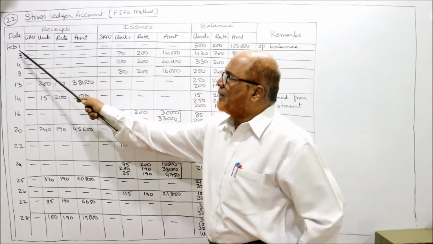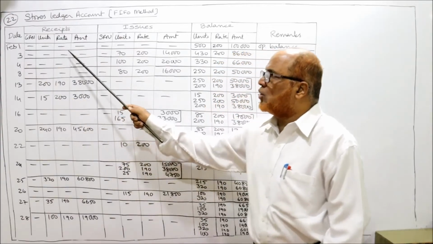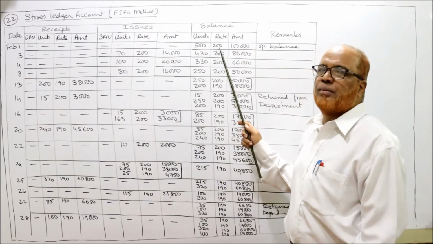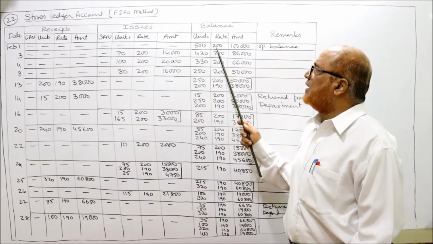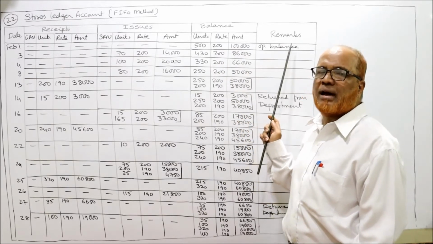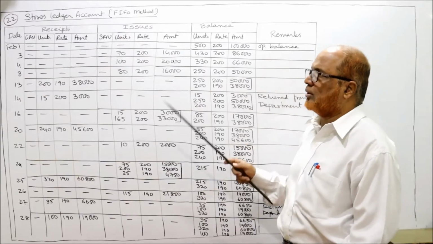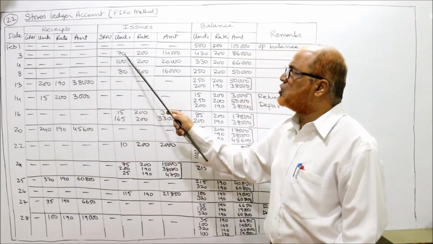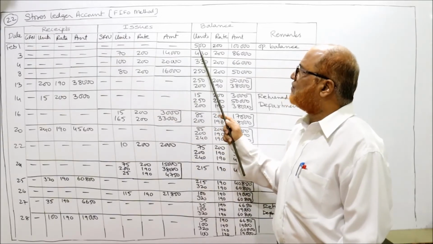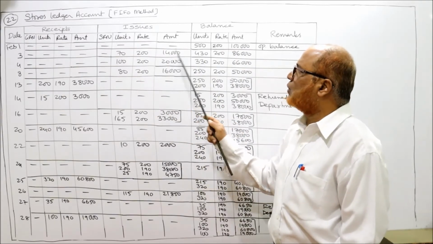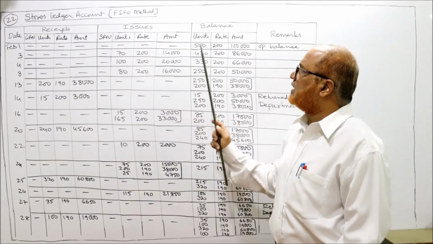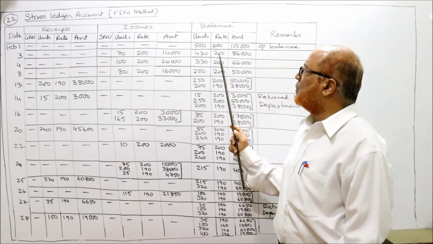Right? Now, February 1st, there is opening balance. Opening balance will be taken only in balance column. 500 units, 200 rupees per ton. So 500 into 200, 1 lakh rupees is the opening balance. Write opening balance in remarks column. Then 3rd Feb. On 3rd Feb, there is issue of 70 tons. So from this 500, 70 tons are issued at 200 rupees, 14,000. Now what is the balance? 500 minus 70, 430. 200 rupees.